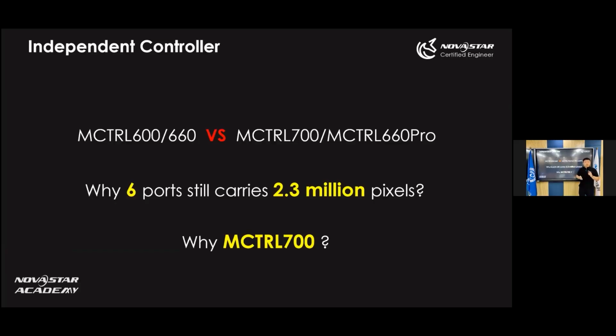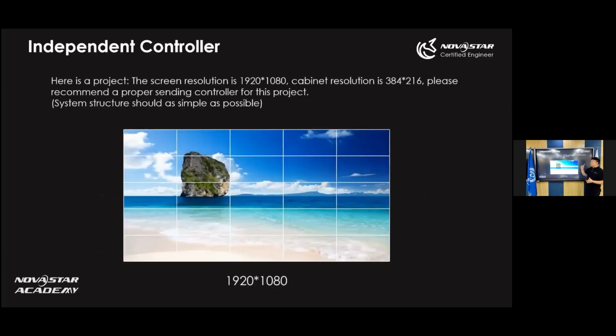Okay, let's have a real case together. Here is a project. The screen resolution is 1920 by 1080, a standard 1080p, right? The cabinet resolution is 384 by 216. Please recommend a proper sending controller for this project. The system structure should be as simple as possible. I will give you around 2 minutes. You can think about this project and give your answer in the chat room.